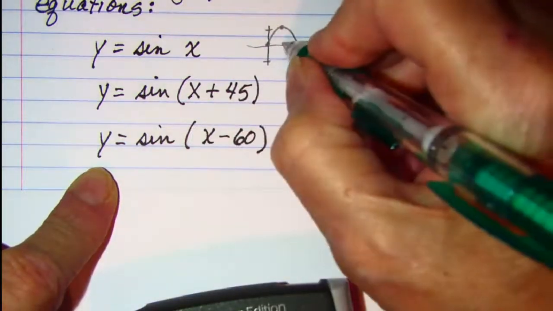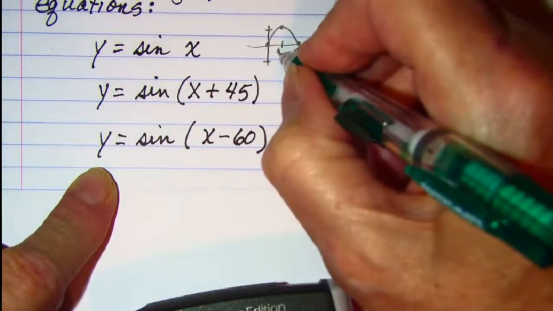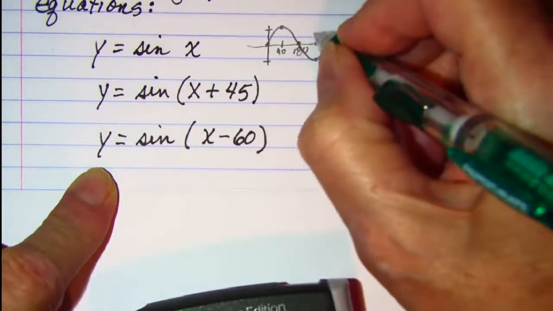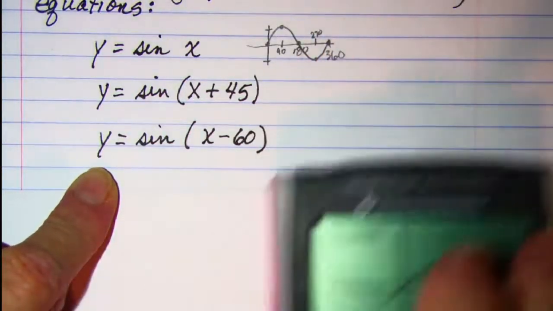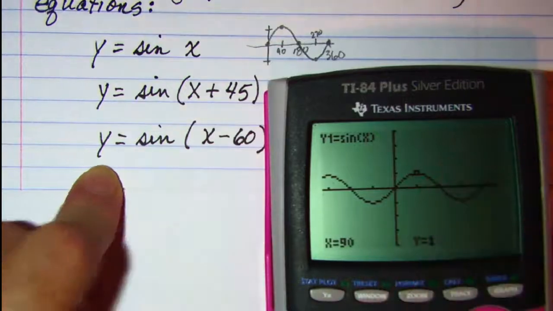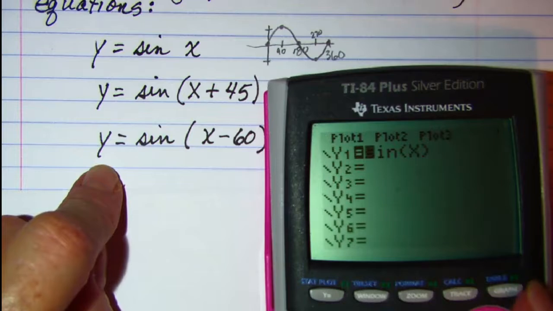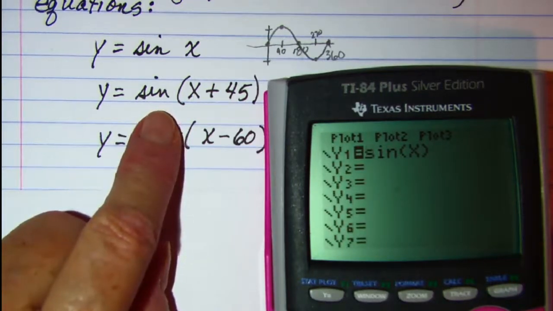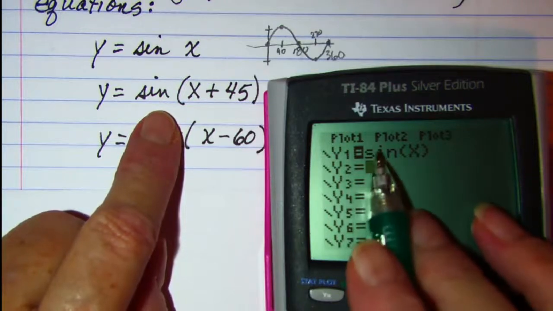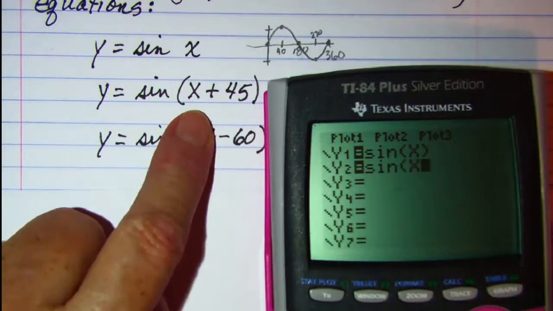So when we're sketching our trig functions, we need to divide our period into 4 parts to represent the quadrantal angles. Okay, so let's go back and we'll keep the sine here, and let's graph the sine of x plus 45.